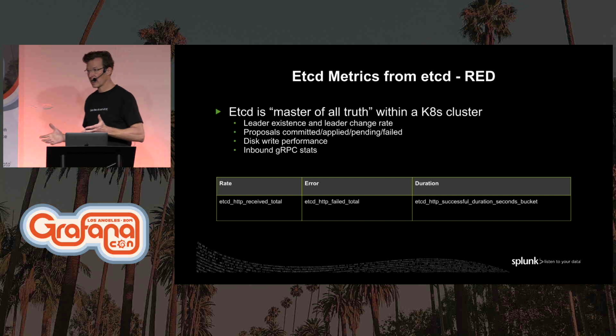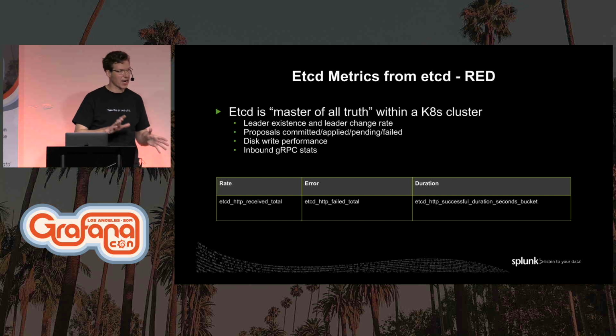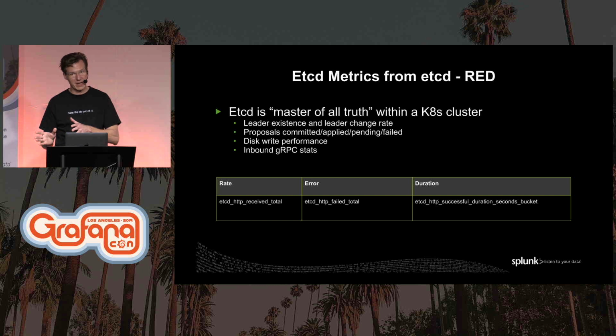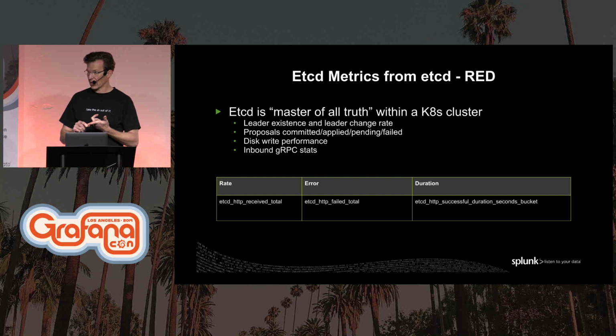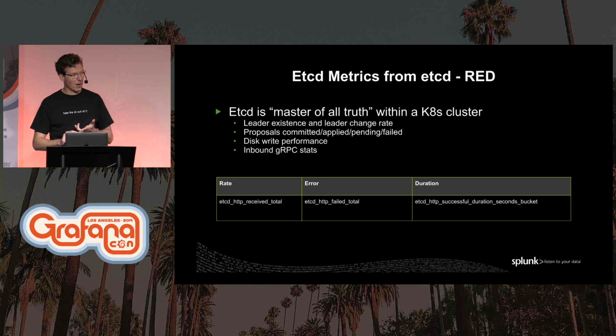etcd exposes all kinds of great metrics. Depending on where it is and how you run your Kubernetes cluster, you may or may not have access to your etcd cluster to be able to pull these things out. etcd is the master of truth for everything that's inside of your cluster. Things that you may want to be looking at are leader existence and whether or not the leader is changing a lot. How many etcd proposals are being committed? What is your disk write performance on etcd? Because the performance of etcd is directly tied to the performance of the underlying disk file system. That's something that you're going to want to know. Again, etcd is a service. One way to start looking at these metrics is through the RED method.